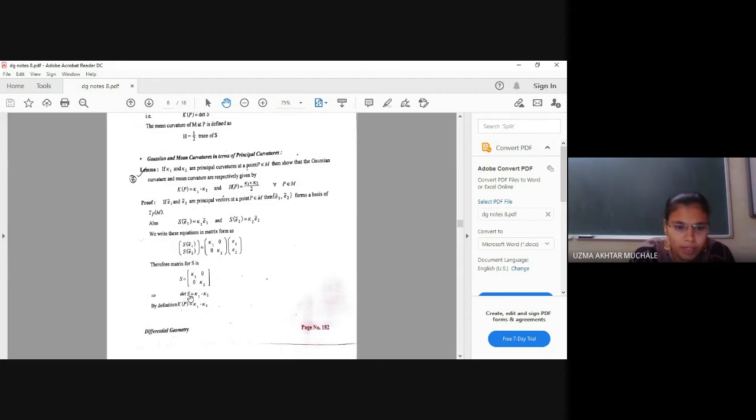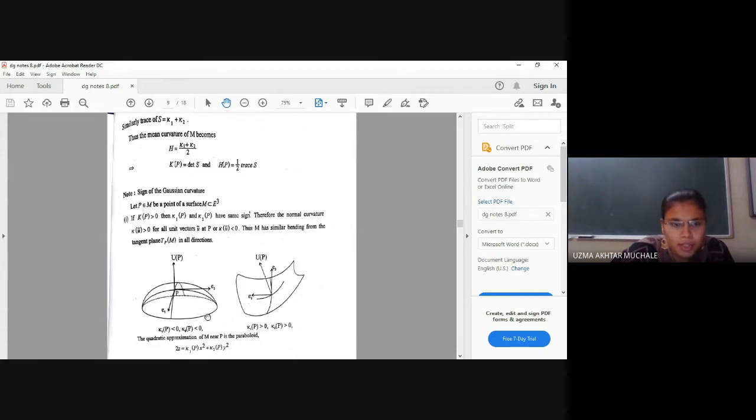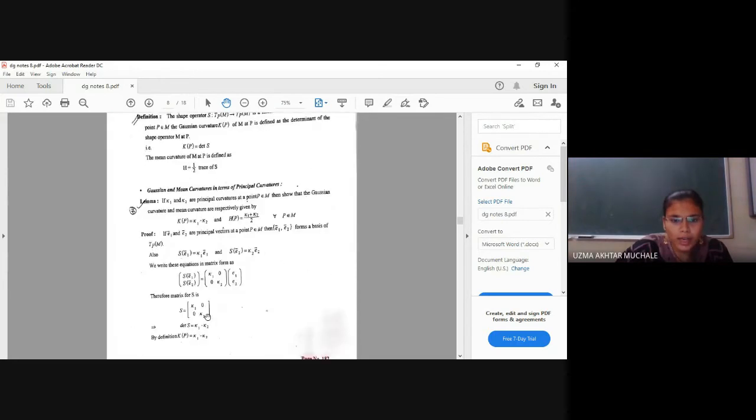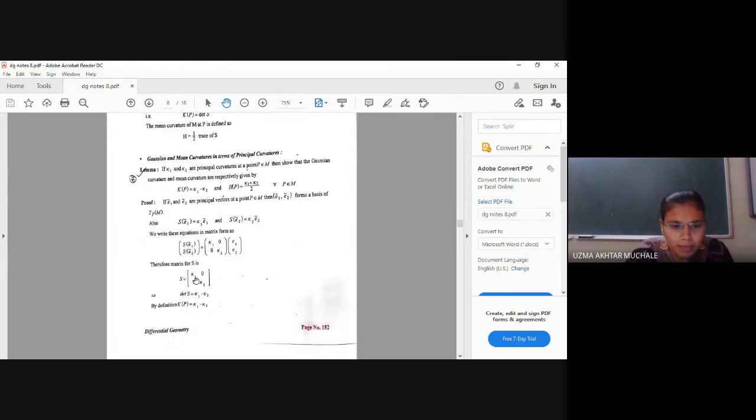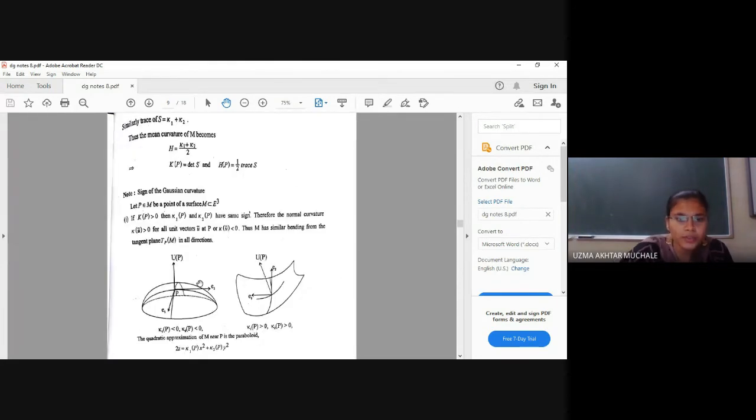So just after writing this, we will get the matrix of this linear transformation, and hence we can find out the value of the determinant. And what will be the value of the determinant? This is simply K1 into K2 minus 0. So hence we will get the value of the Gaussian curvature, which is nothing but K1 into K2. Correct. So similarly, we can find out the diagonal elements. What are the diagonal elements? K1 and K2. What is the trace, the sum of the diagonal elements? That is K1 plus K2, divided by 2, will give you the value of the mean curvature.